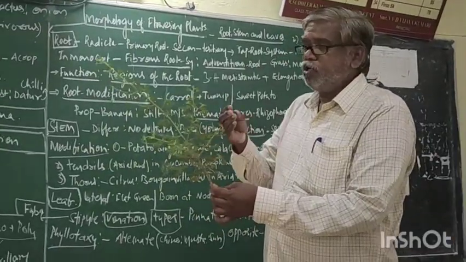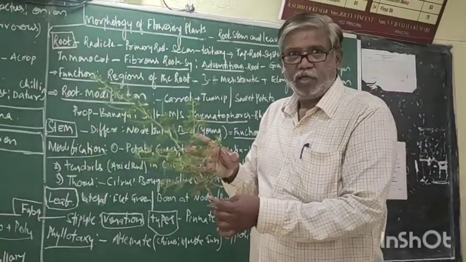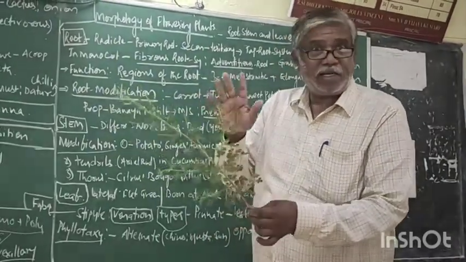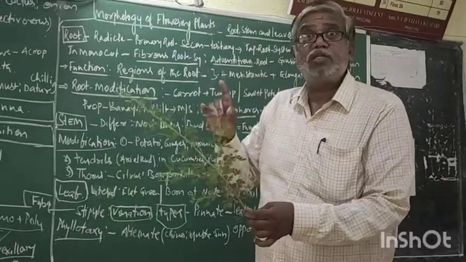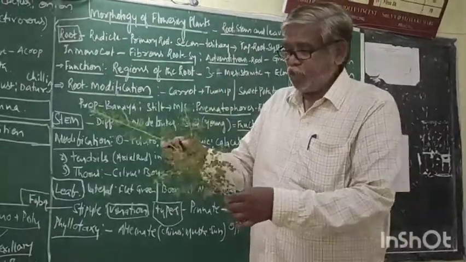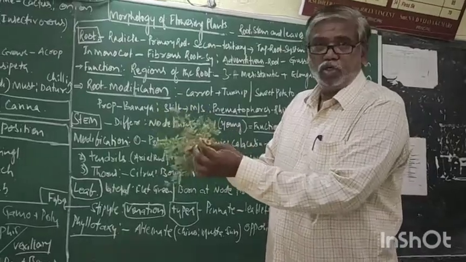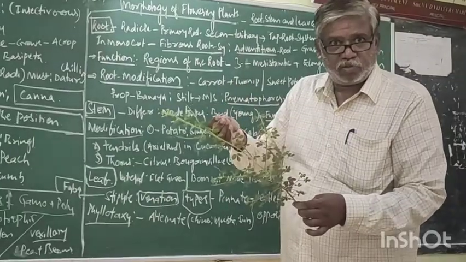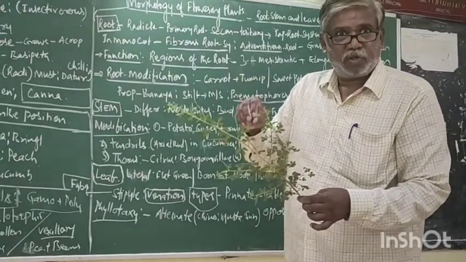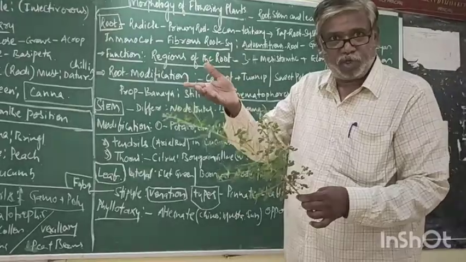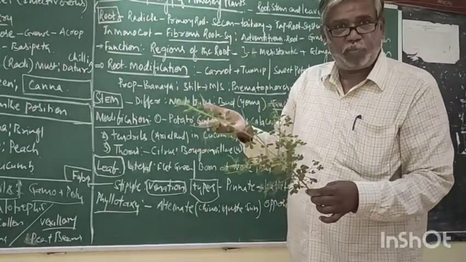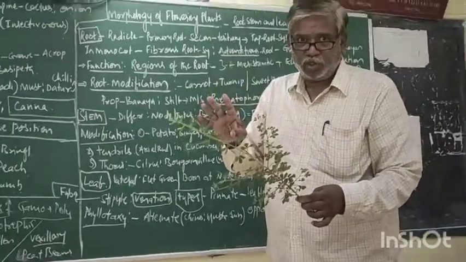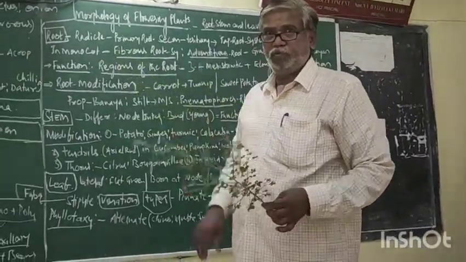What you are seeing externally is called morphology. That means morphologically, the plant contains majorly three parts: root, stem, leaf. But according to season, the flowers become fruit. That means the flower is also an external appearance, and fruit is also an external appearance. But the three major parts are root, stem, leaf.